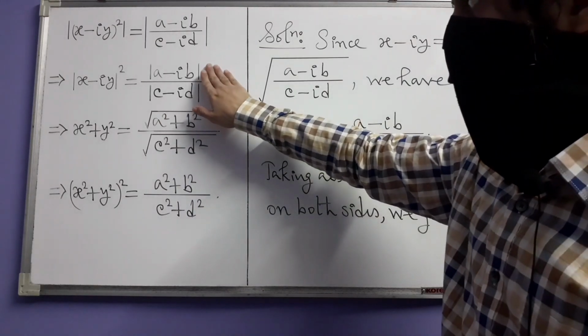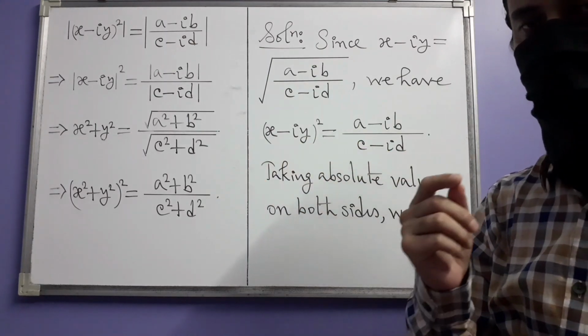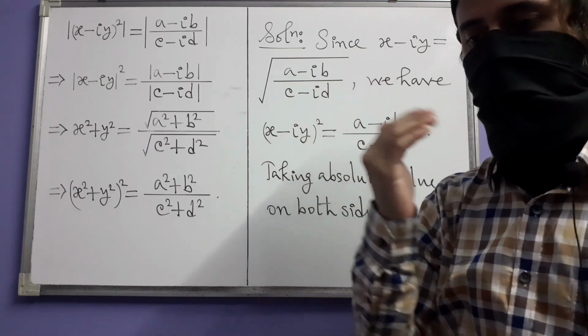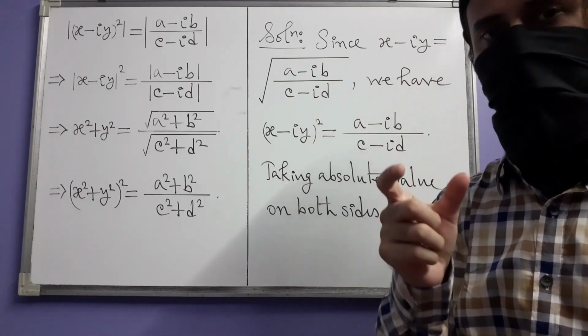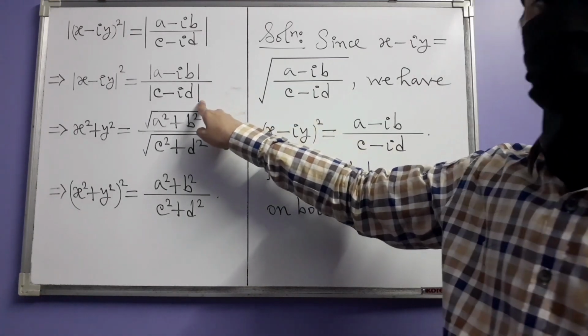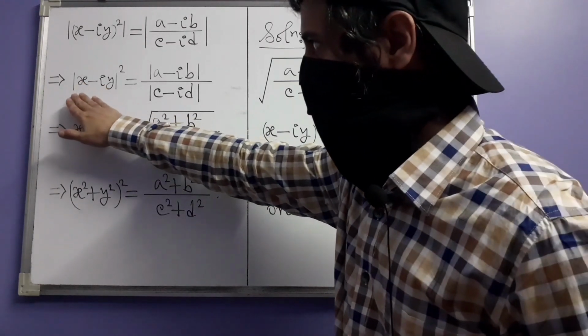And what did we do on this side? You know that one of the properties of absolute value is that if you have a ratio of two complex numbers, z1 divided by z2, and you are taking their absolute value, then it is equal to the absolute value of z1 divided by the absolute value of z2. Alright. Now what is this?